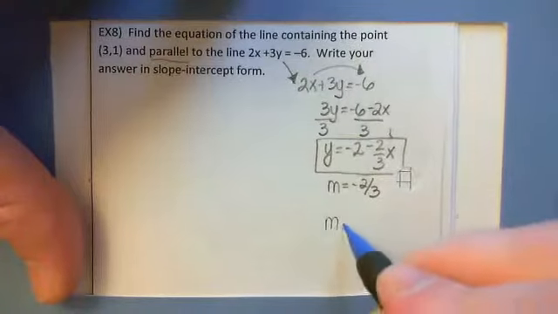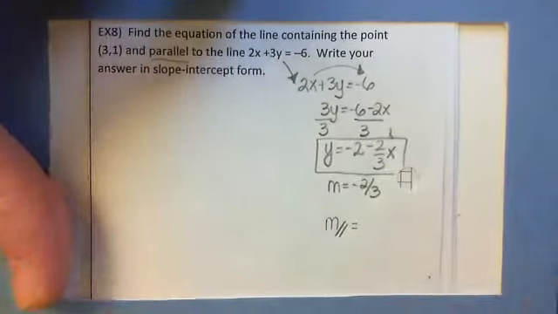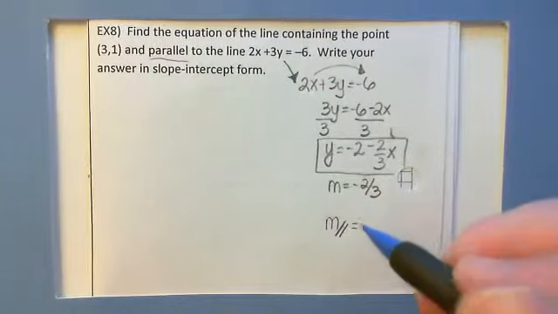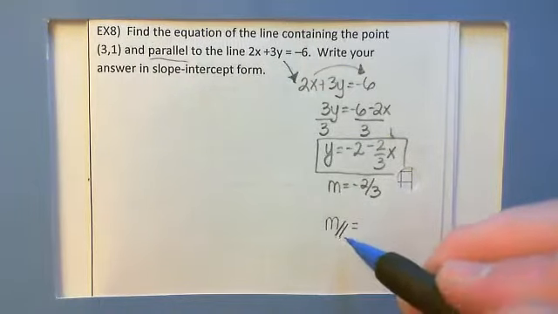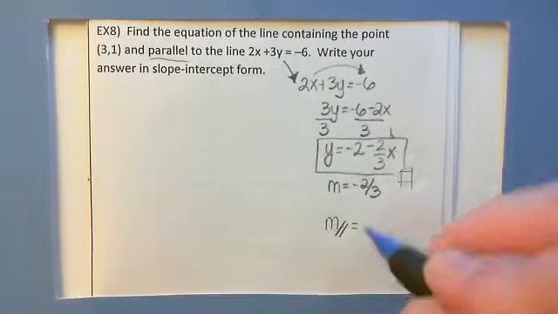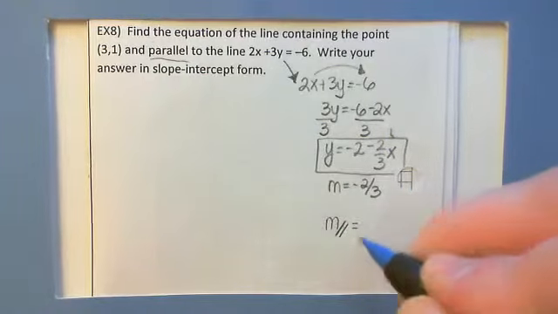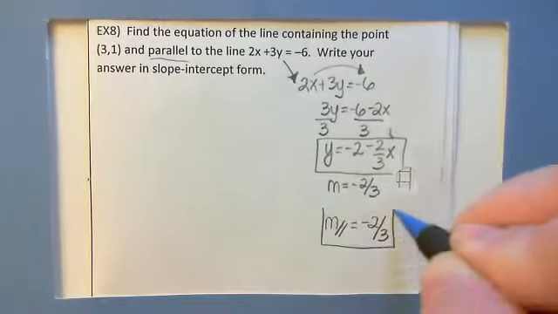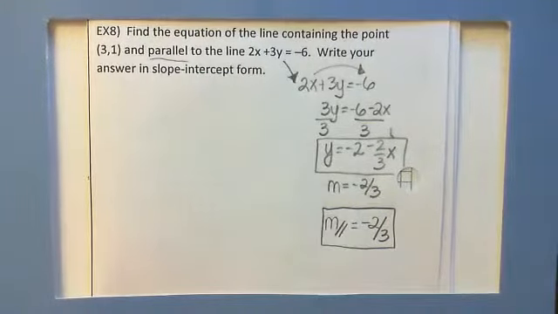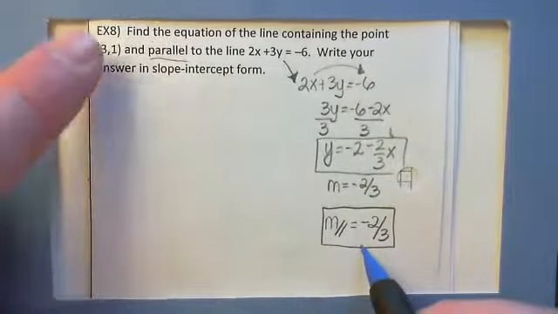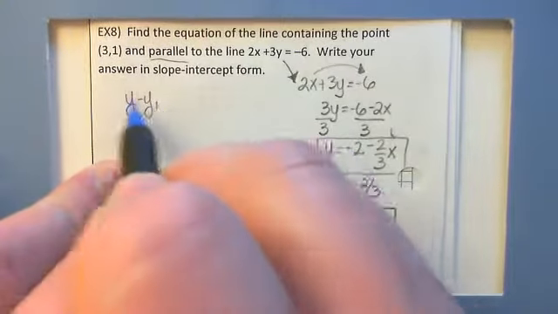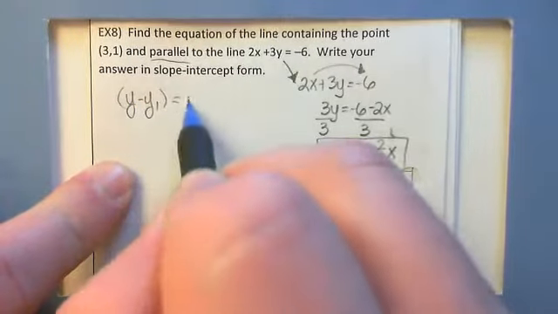we need to look at the definition of parallel lines, which says parallel lines have the same slope. So in other words, the slope of the parallel line will be negative 2/3. Okay? So I have a slope and I have a point that they gave me. So let's use our favorite formula, the point slope formula.